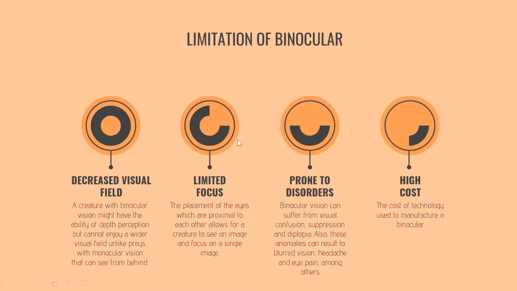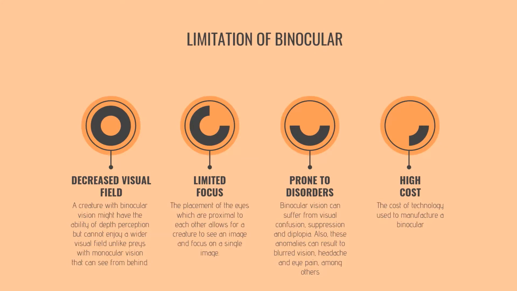And these are the limitations of binoculars. The first limitation of binoculars is a decreased visual field. A creature with binocular vision might have the ability of depth perception, but cannot enjoy a wider visual field, unlike prey with monocular vision that can see from behind. The second limitation of binoculars is limited focus. The placement of the eyes, which are proximal to each other, allows a creature to see an image and focus on a single image.